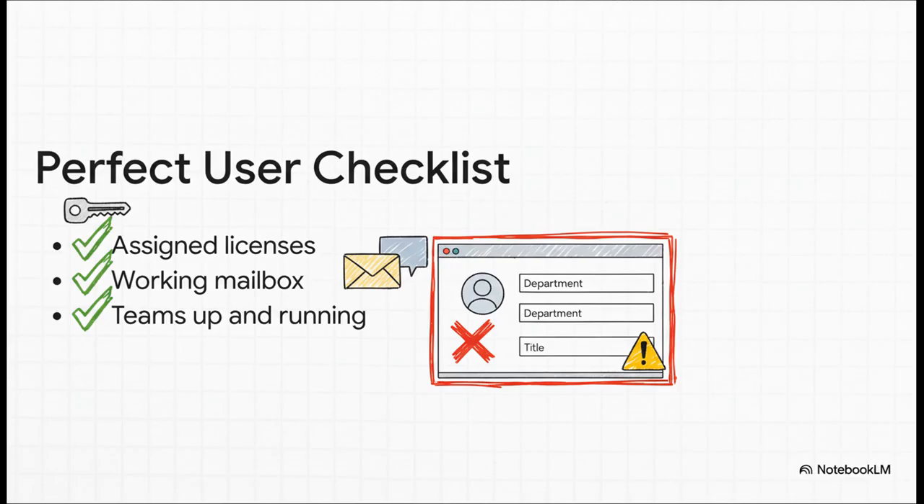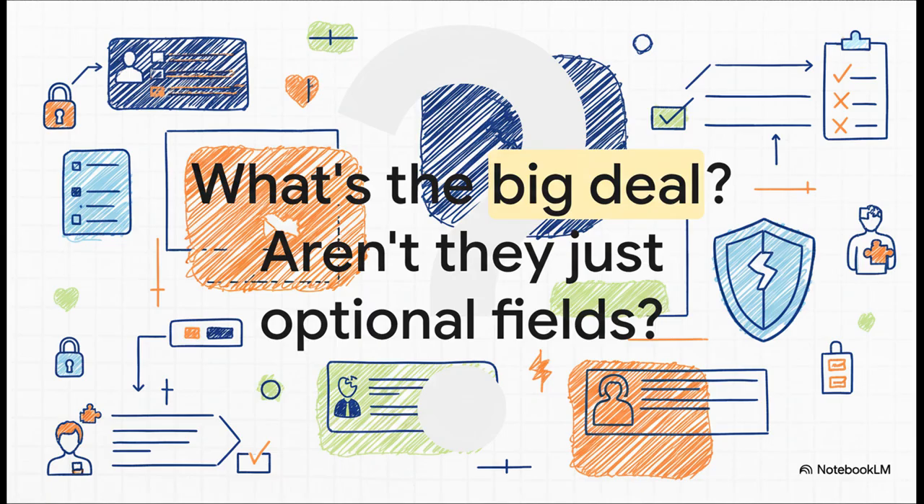But take a look at that last item. You kind of just skip the user details, things like their department or their job title. You probably figure, I'll get to it later, or it's not really that important anyway. And honestly, that's a totally natural reaction. So what's the big deal? They're just optional fields in Entra ID, right? I mean, how much trouble can a few empty text boxes really cause? Well, as it turns out, a whole lot.